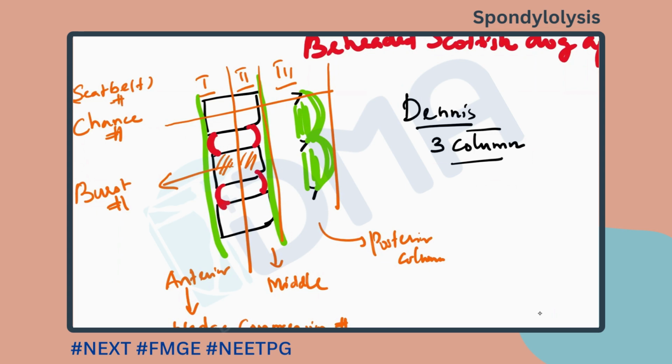When more than two columns, or the middle column, is involved, then those fractures are unstable fractures. So you have to understand this basic concept that the spine is divided into three columns: the anterior column, the middle column, and the posterior column.